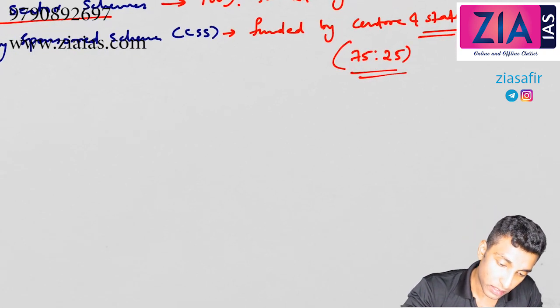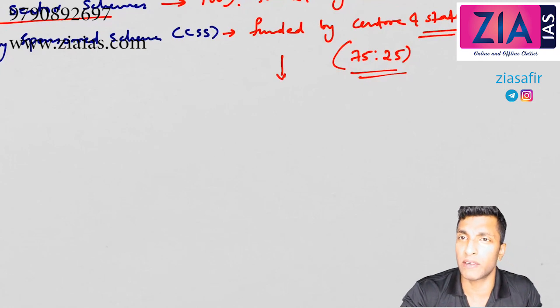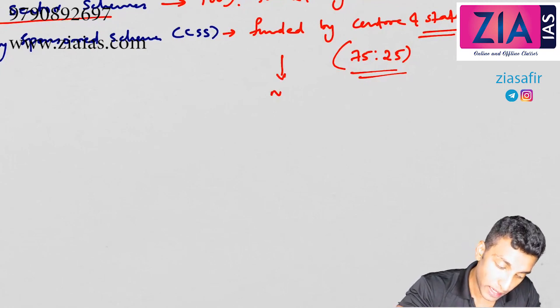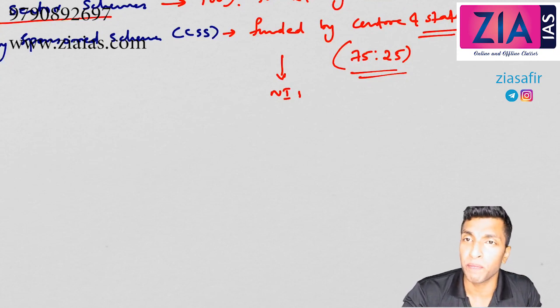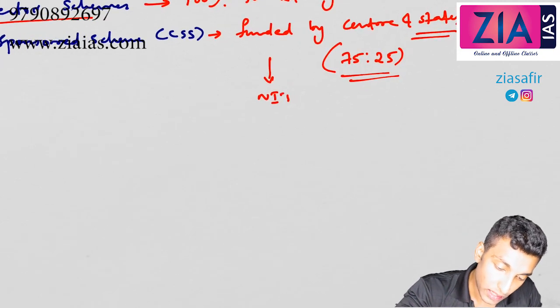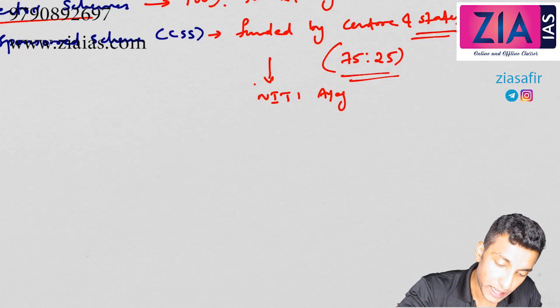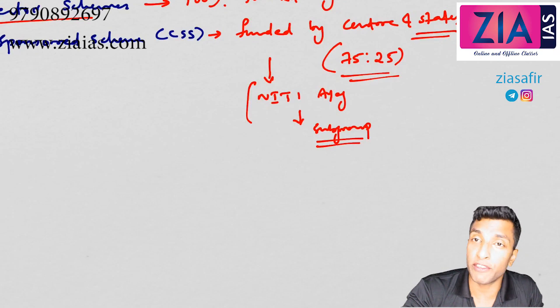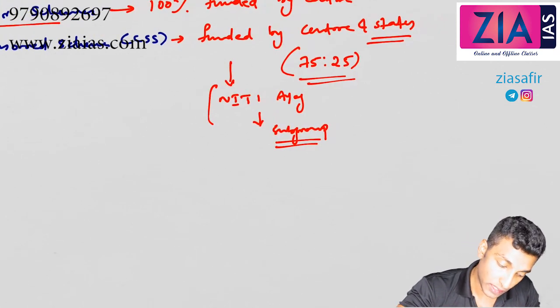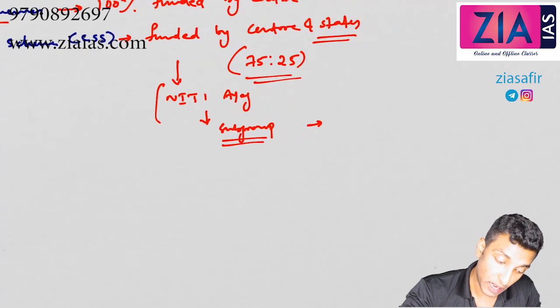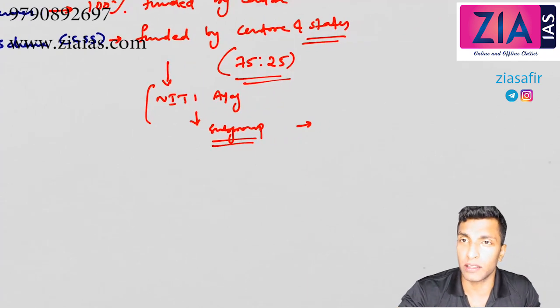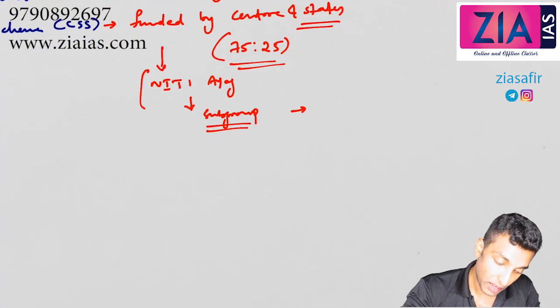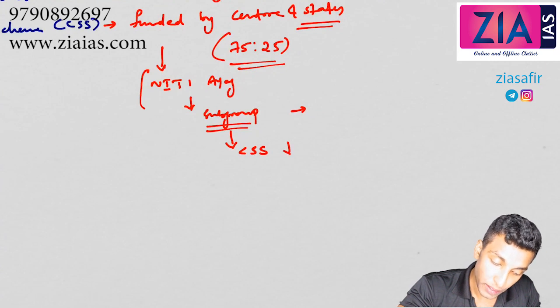If you remember in one of our previous discussions when we discussed the budget, I told you that Niti Aayog set up a subgroup of chief ministers on the centrally sponsored schemes. Who was the chairman? The chairman was Shivraj Singh Chauhan, the chief minister of Madhya Pradesh. What was the recommendation? The recommendation was that centrally sponsored schemes should be reduced.